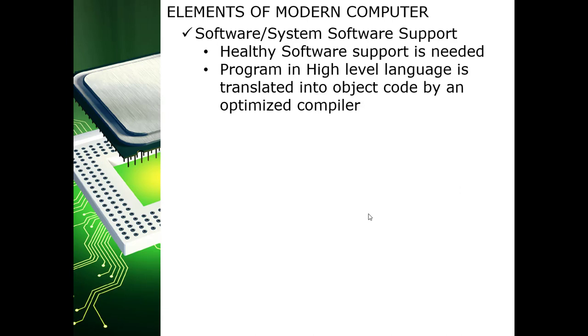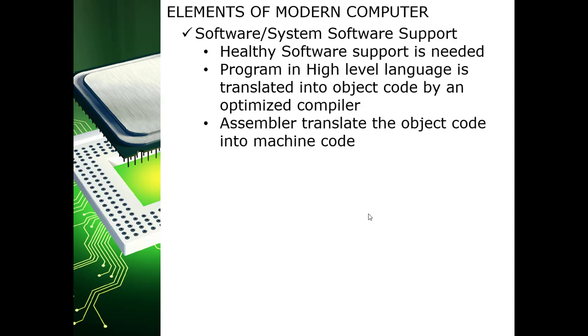So a program in a high-level language is translated into object code. So who is doing that? An optimized compiler, which converts high-level language into object code. Then one more system software, the assembler, translates that converted object code into machine code. That's all. So both compiler and assembler are just converting the code.